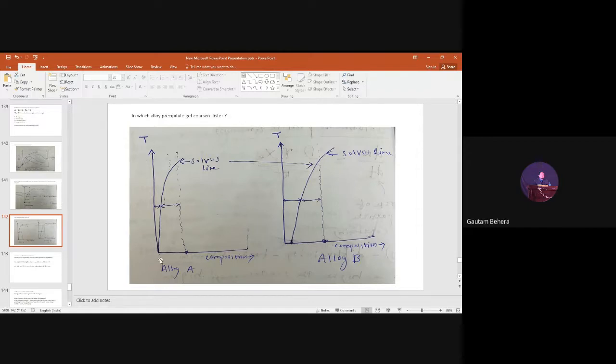Again, this is the temperature axis, this is the composition axis, and this is the solvus line we have. This is a single phase region, you may call it alpha. This is also a single phase region, you can call it alpha. And this is the mixture of two phases. This is also the two phase region.